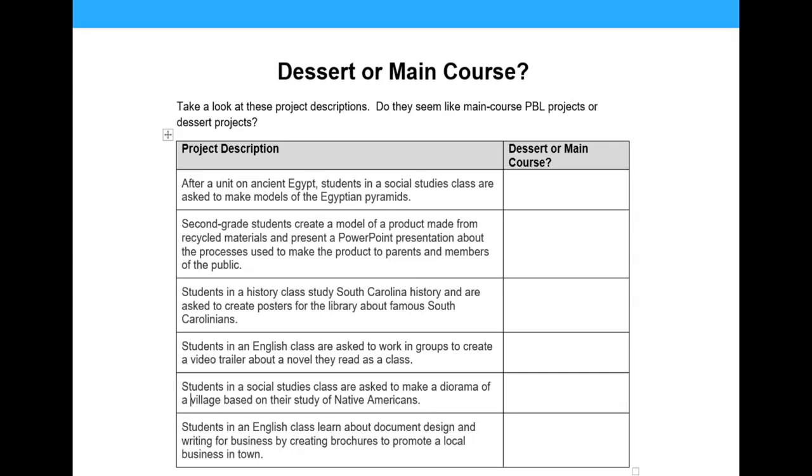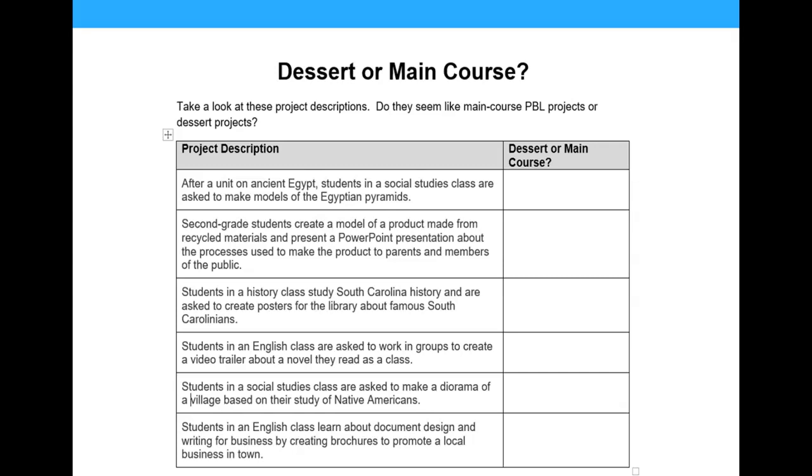So that's why this one is a dessert project. The second one: second grade students create a model of a product made from recycled materials and present a PowerPoint presentation about the processes used to make the product to parents and members of the public. So this would sort of count as a main course PBL unit for a couple of reasons.